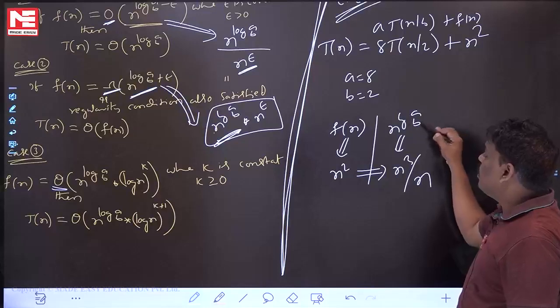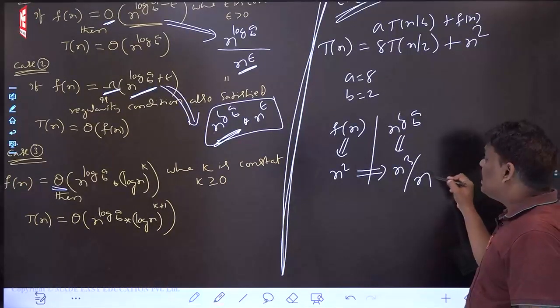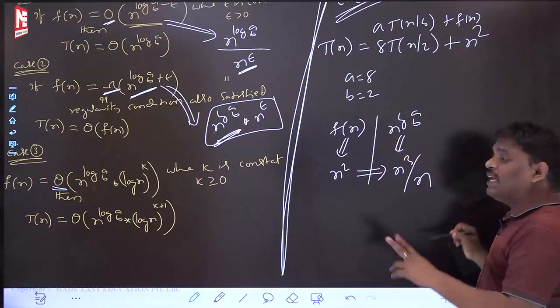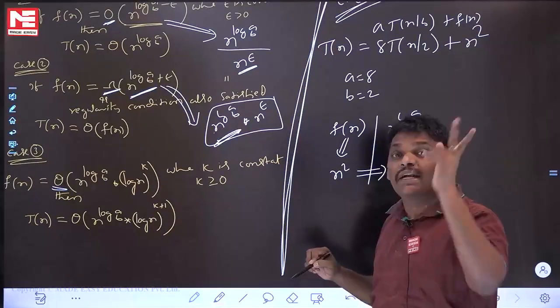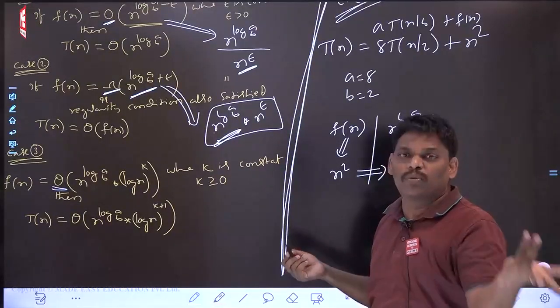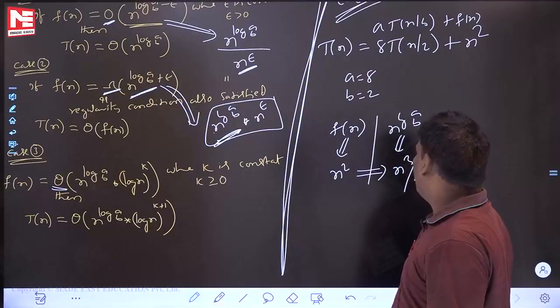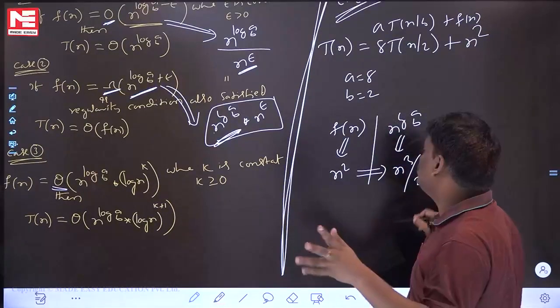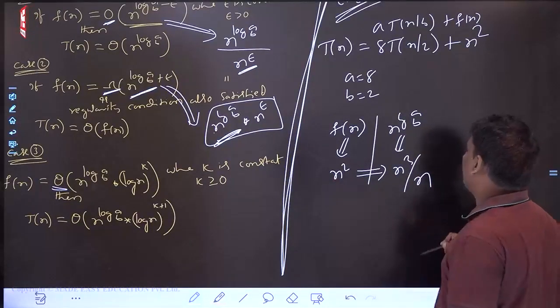What is the meaning? N power log a base b is bigger, n times than f of n. N is a polynomial. Linear means polynomial also, everyone knows. So n power log a base b is bigger by polynomial time than f of n. Then which case of the master theorem? First case.